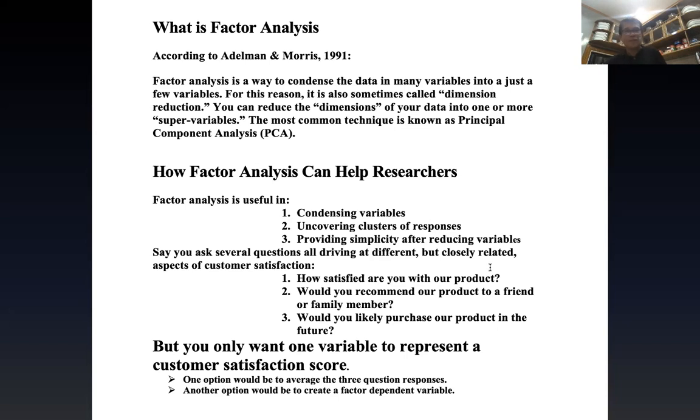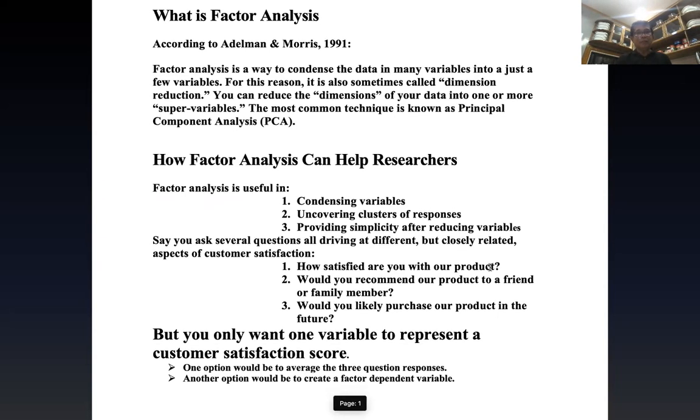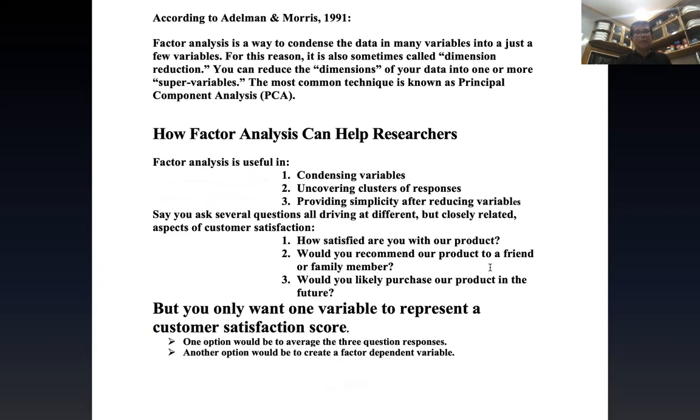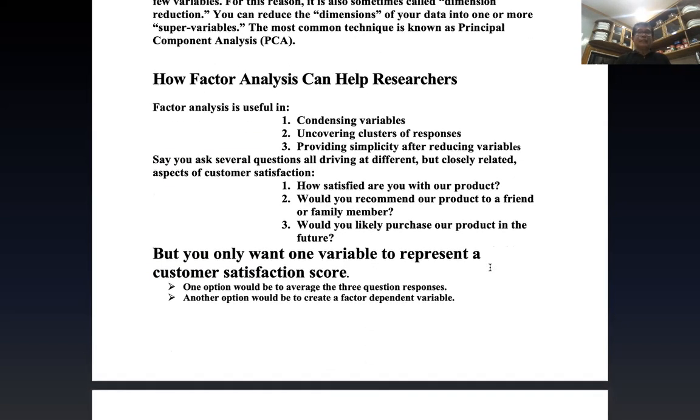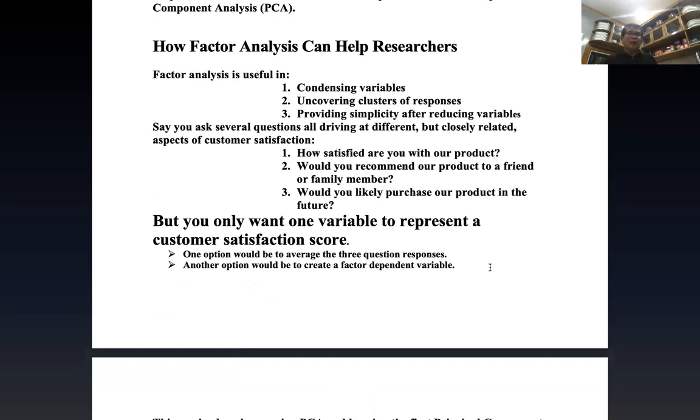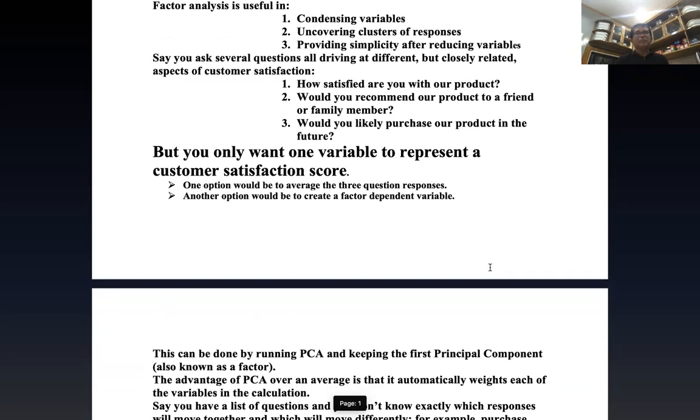So you ask several questions, all driving at different but closely related aspects of customer satisfaction. Number 1, how satisfied are you with our product? Number 2, would you recommend our product to a friend or family member? Number 3, would you likely purchase our product in the future? But you only want one variable to represent a customer satisfaction score. One option would be to average the 3 question responses. Another option would be to create a factor-dependent variable.